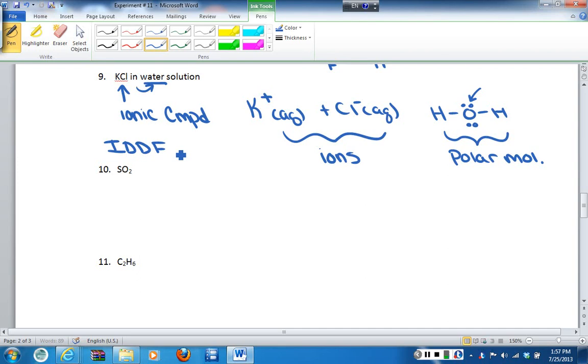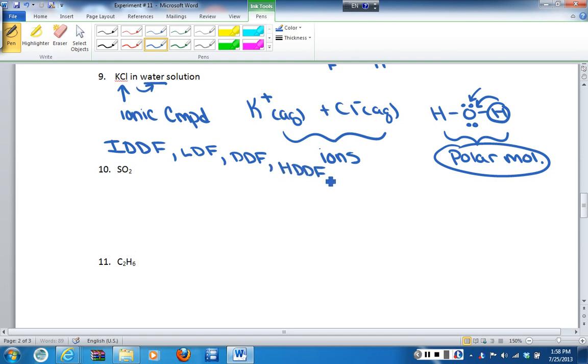Now, what else is present? Because we have our polar water molecule, we know we have London dispersion forces, we know we have dipole-dipole forces, and because we have a hydrogen, actually two of them, bound to an oxygen, we also have hydrogen bonding. In terms of strength, however, out of the four, the ion dipole force is the strongest. If we move on to SO2, this molecule you do have to draw out.